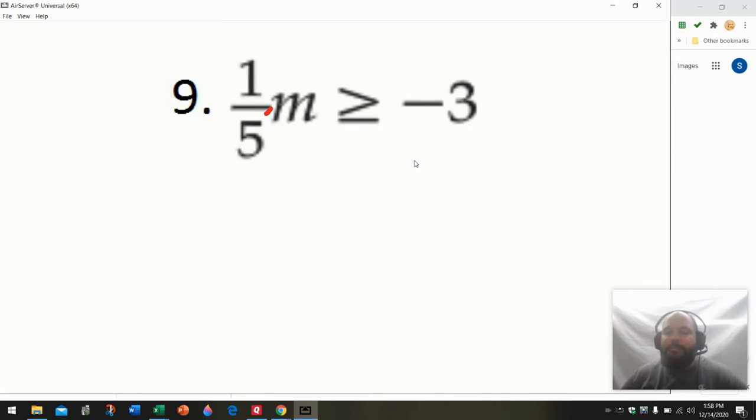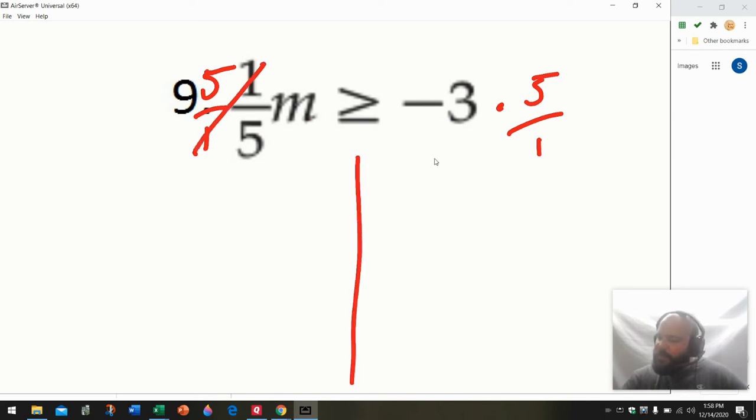We multiply by their reciprocals. That's where the keep, change, flip comes into play. So in this one, we need to flip this fraction over and multiply both sides by the reciprocal. And so in doing that, what we end up with is the fraction cancels. We're left with m. And then on the right-hand side, you can see we have -3 times 5 over 1.